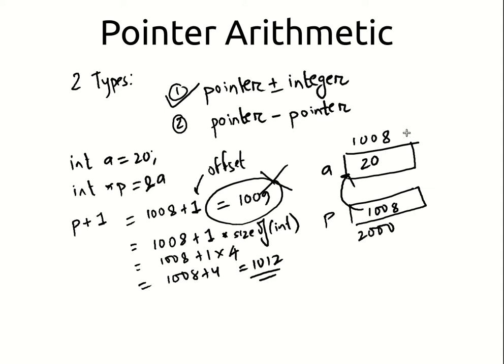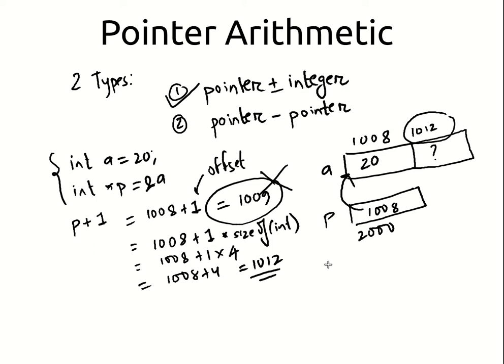So if this is 1008, 1008 to 1011 is reserved for a. So the next integer would have the starting address 1012. So I'll get the address 1012. Now if you look at this, it actually does not make any sense because 1012 is not allocated for any of the variables in my program. So 1012 may be allocated to some other variable, which is like this actually is not a legal address. Although this will not give you any error, but this is not legal.